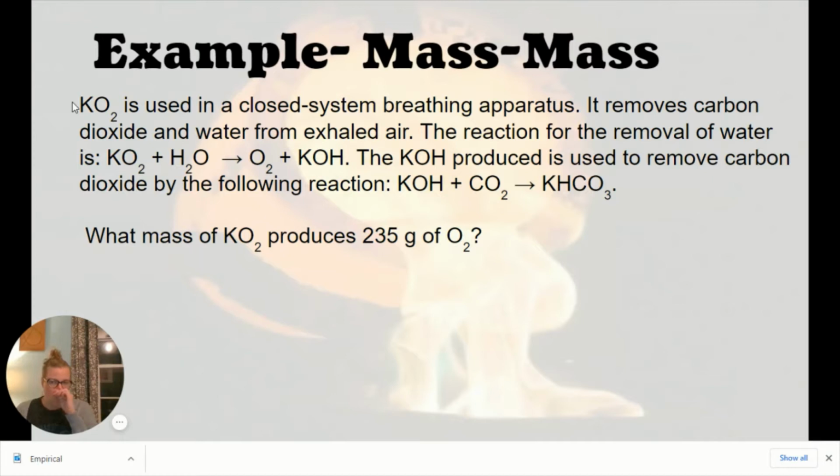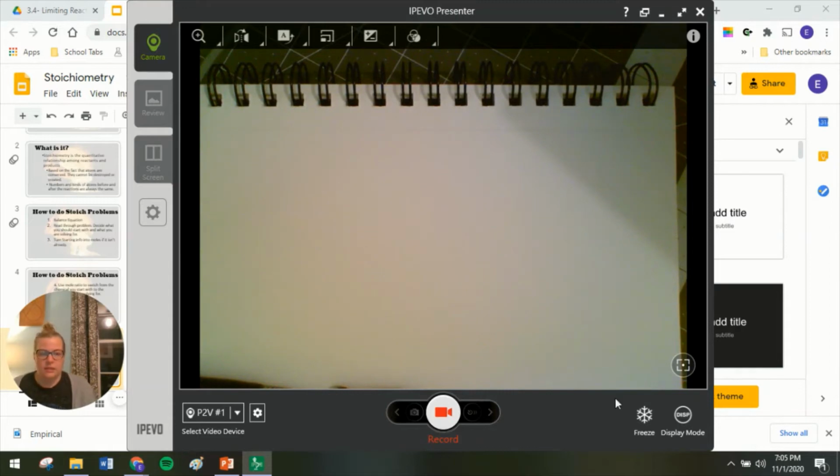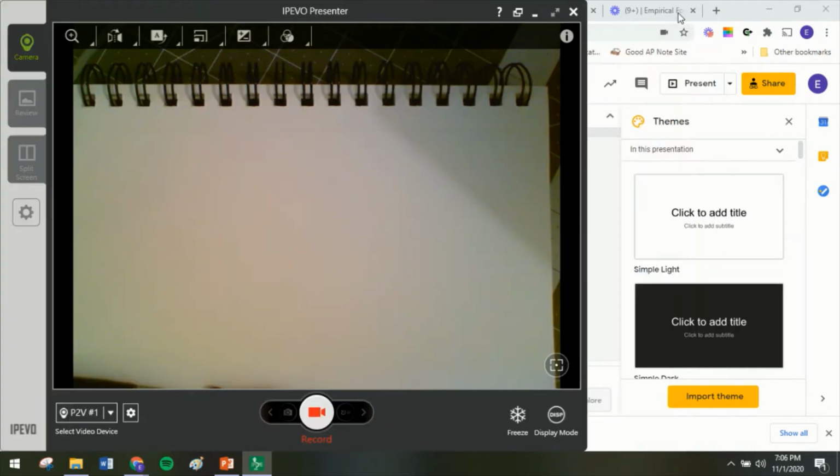Okay, so we're going to get into the example. When we look at a chemical reaction in a problem, stoichiometry or not, the first thing you need to do is double check to see if the equation is balanced. So I'm going to escape out of here and get to my doc cam so that you guys can see what I'm working on, and then we'll go from there.